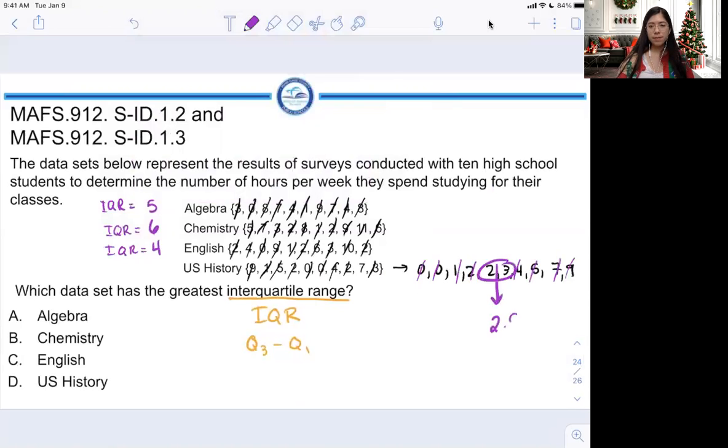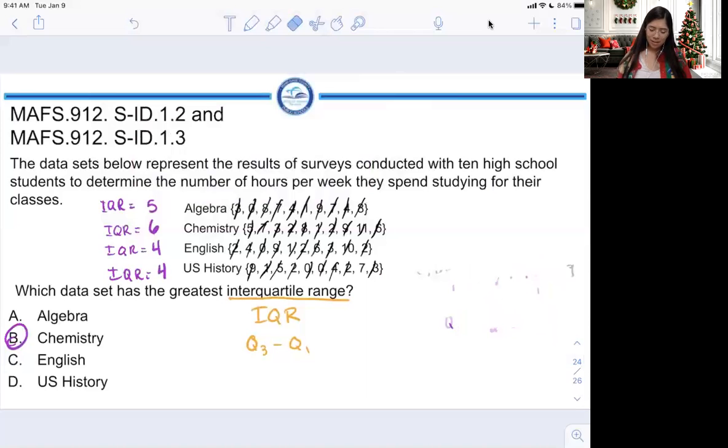2.5 again. Q1: 1. Q3: 5. 5 minus 1 is 4. So who wins? Chemistry. Yay. Oh, I wanted algebra to win. Me too.